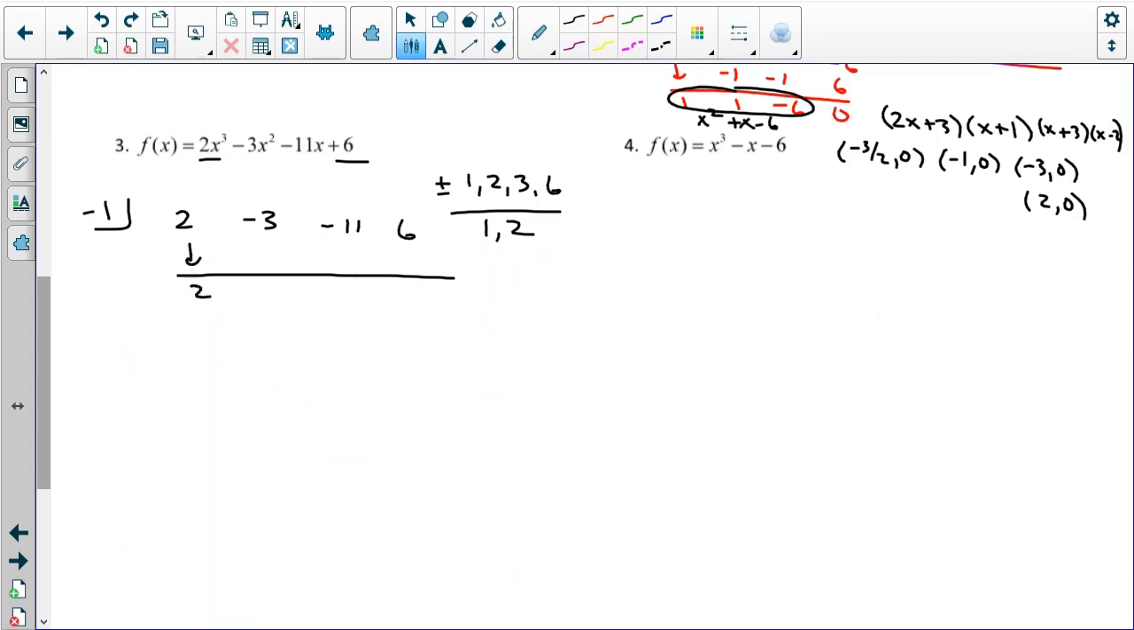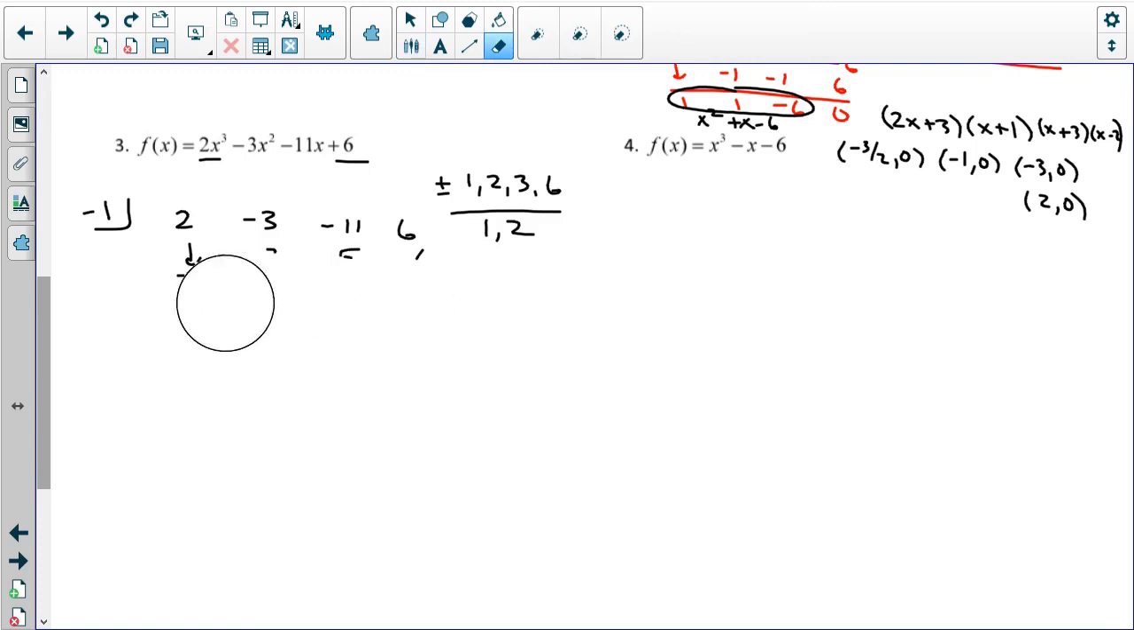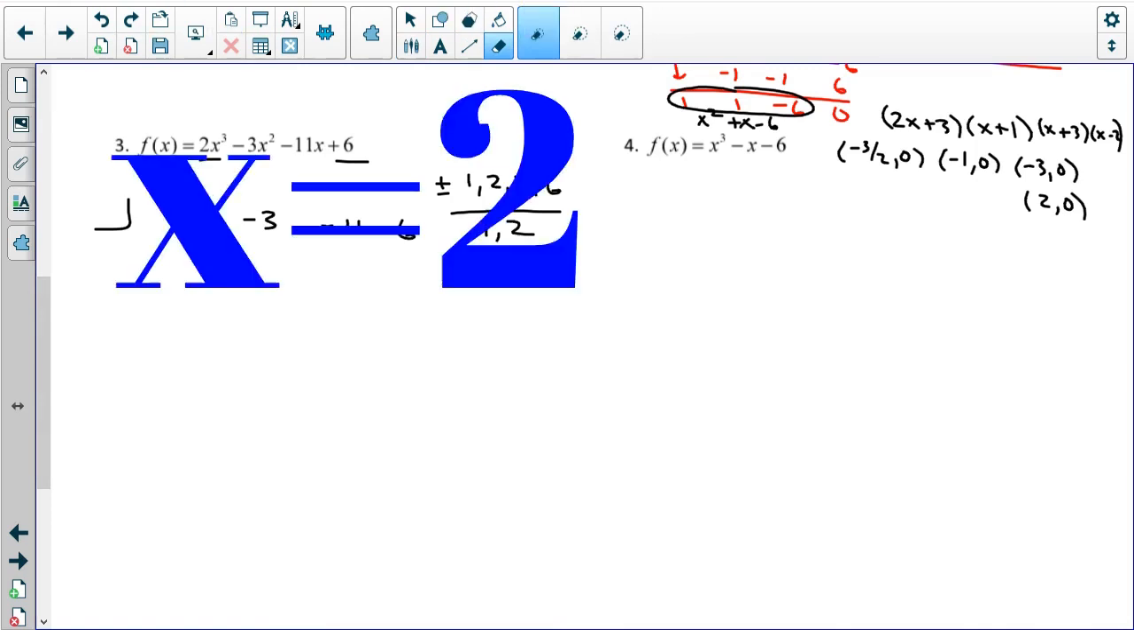So pull down the 2. 2 times negative 1 is negative 2. Add, and I get negative 5. And this looked like it was going to work, but it ended up not working. So I guess that was another fail. So let's try 2.